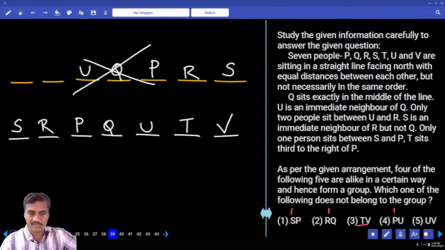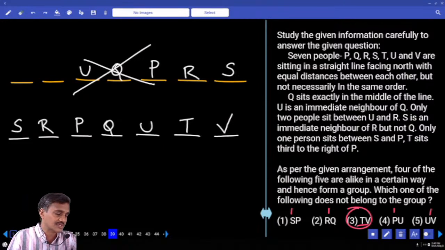P and U, there is one. U and V, there is one. And so what is your answer? Choice 3, question number 39.